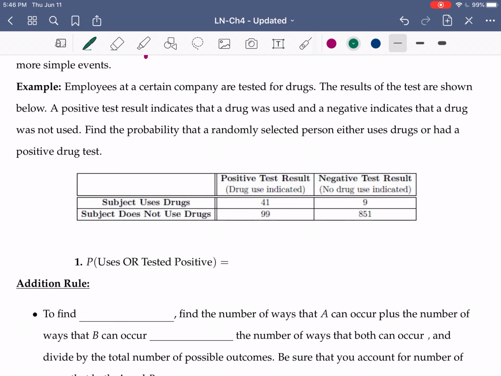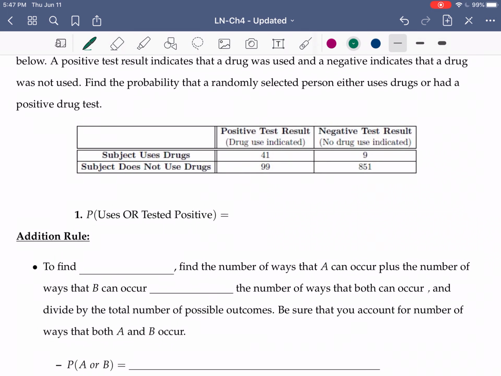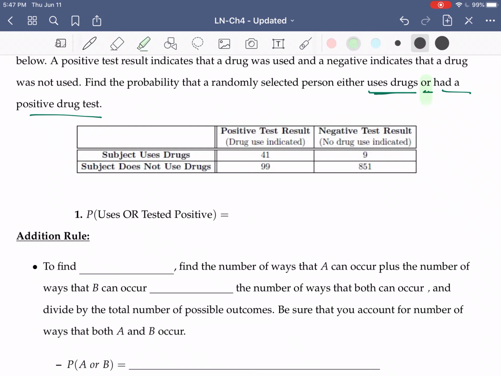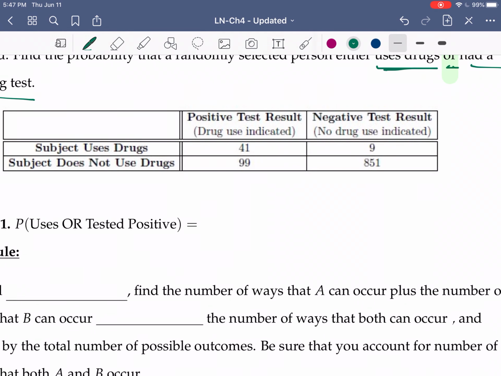Here we have employees at a certain company who are tested for drugs. The results of the test are shown below. A positive test indicates the drug was used, and a negative test indicates that a drug was not used. We want to find the probability that a randomly selected person either uses drugs or had a positive drug test. When I see that word or, that's going to lead me to think I'm probably going to be using the addition rule. We haven't talked about it yet. Let's think about the intuition of this.